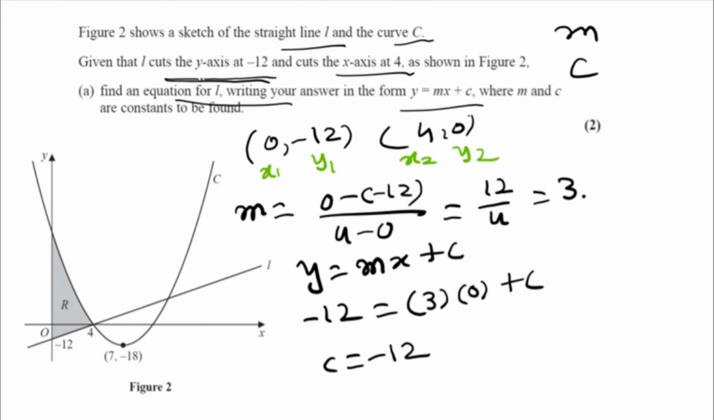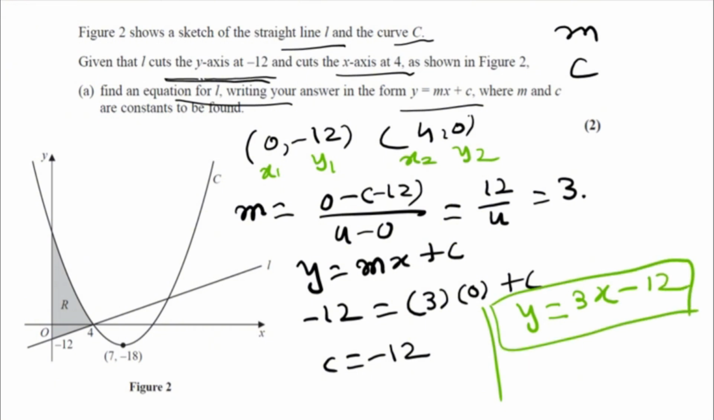Now rewrite the equation again. So y is equal to, my m is 3, so 3x, and my c, the y-intercept, is minus 12. So this is the equation of the line.